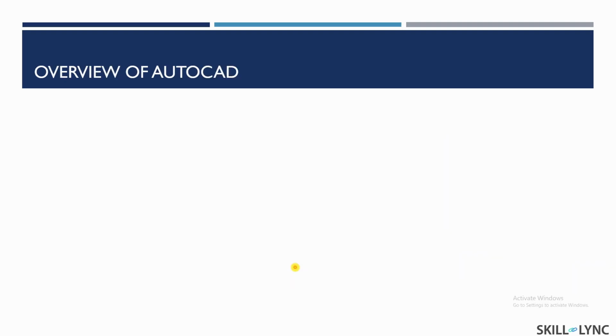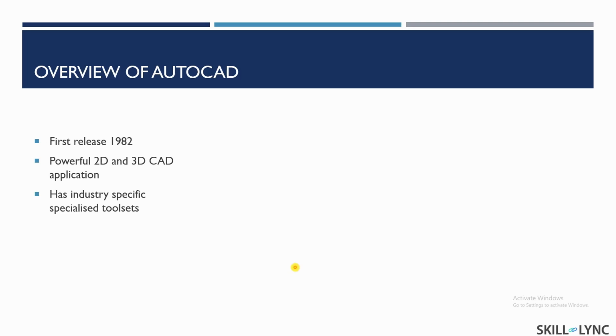So let's look into the features of AutoCAD. It was first released in 1982. It's a very powerful 2D and 3D CAD application, and it has separate tools for separate industries. It has an electrical tool set, a mechanical tool set, and also a very dedicated architectural tool set, so that they can use those tools to create specified drawings.